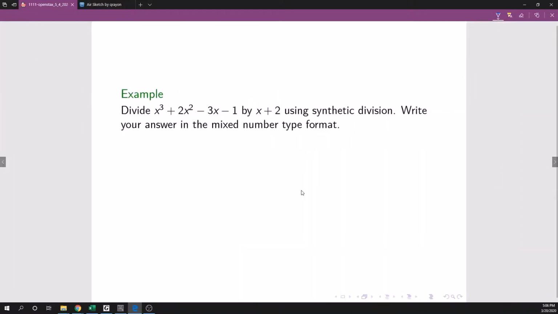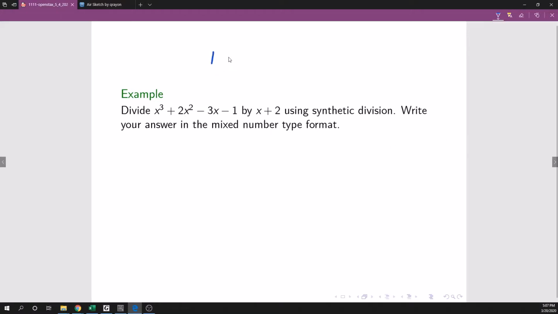All right, in this example, we want to divide x to the third plus 2x squared minus 3x minus 1 by x plus 2 using synthetic division. Okay, so we need to double check, are our polynomials written in descending powers of x? Yep. Are they missing any powers of x? Nope. Right, so we are good to go. And so we are ready to write this in our synthetic division format.